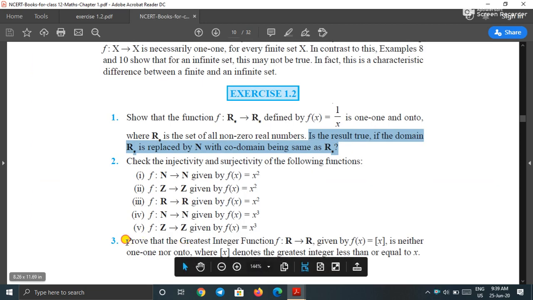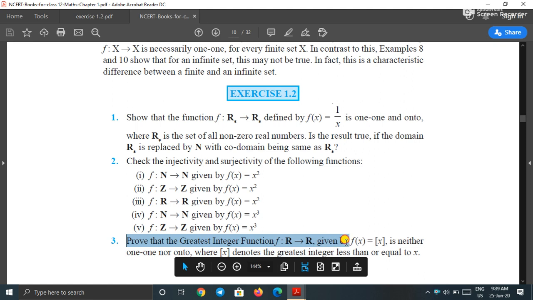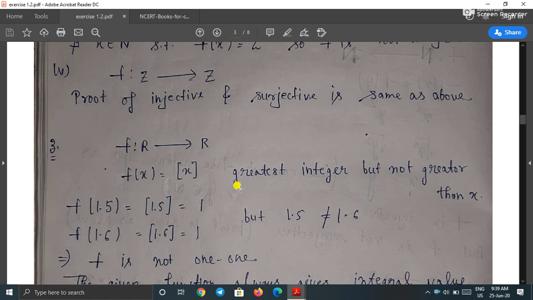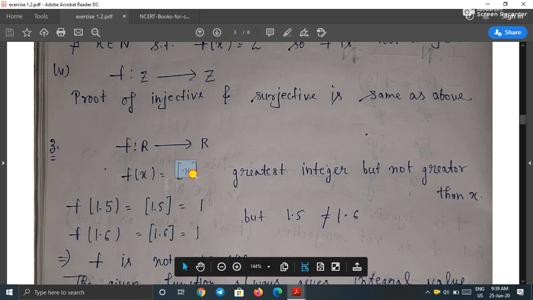What is the question number 3? Prove that the greatest integer function f from R to R given by f of x is equal to greatest integer function x is neither 1-1 nor onto. First of all, we have to understand the definition of greatest integer function.